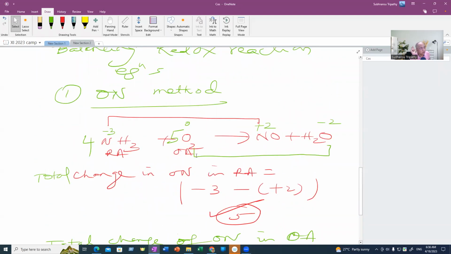So what is the purpose? Who can tell me why we are doing this? Raise your hands. Why are we finding out the change in oxidation number of the reducing agent and putting that figure beside the oxidizing agent and vice versa? Why? What is the purpose behind doing this? Rudra has raised his hand. Rudra is not a bona fide participant. He has come in through the back door.